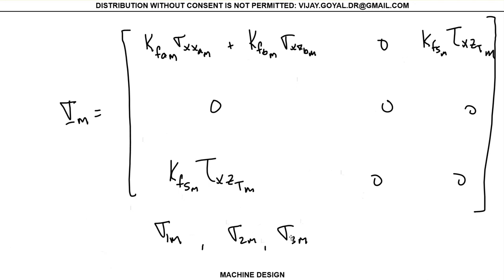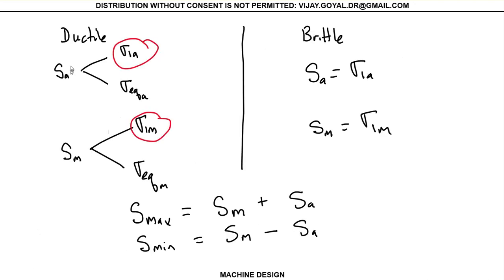From here, you find your principal stresses. For ductile materials, you have two approaches: you can either use principal stresses or von Mises stresses. For brittle materials, you just use the principal stresses. And then you find your sigma max and sigma minimum. Those are the stresses that we'll use as we move forward.